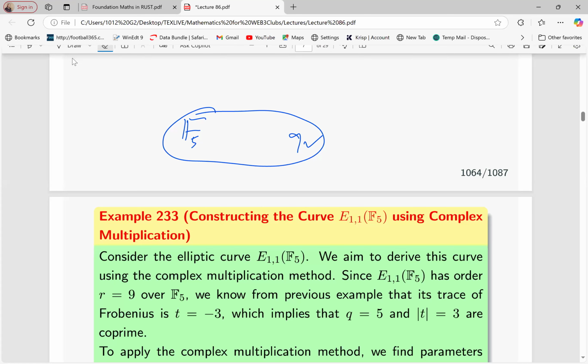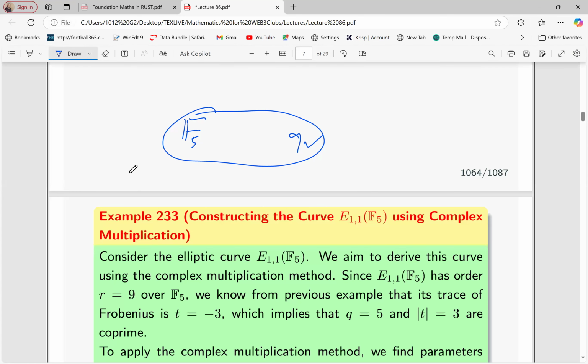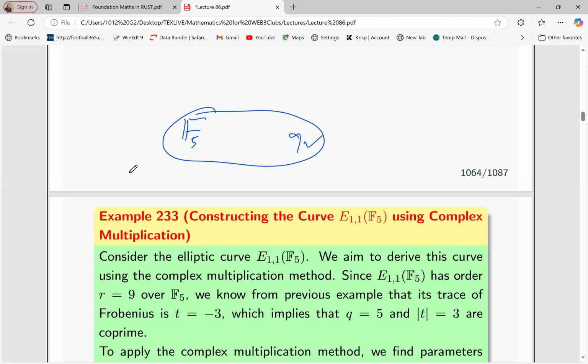Once you've chosen the field, the next thing is to calculate the trace. You say 9 is equal to 5 (where 5 is the base of the field) plus 1 minus t. This is the number of points. So if 6 goes to the other side, you have 3 is negative t, which means t is negative 3. This is your trace.